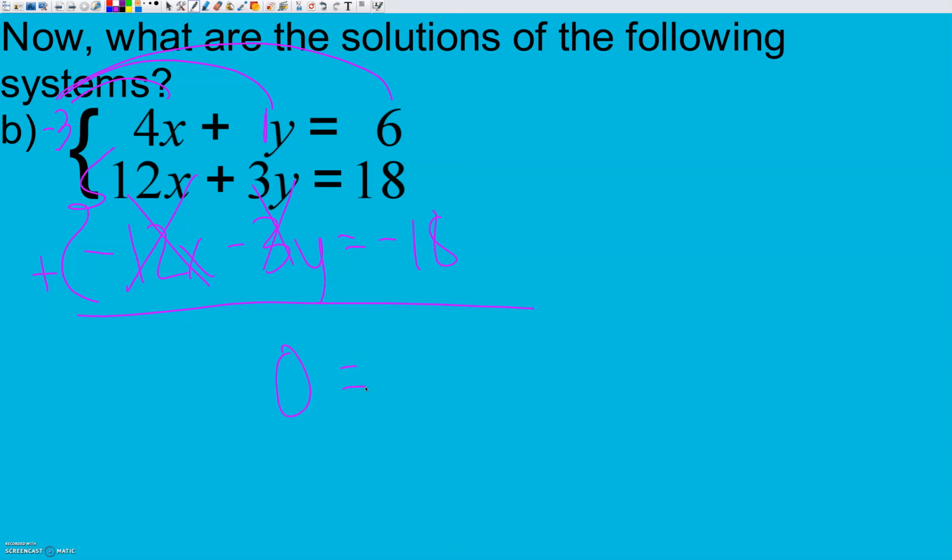So on my left side, all I have left is 0. Everything canceled out, but remember that still means we have 0. On my right side, 18 minus 18 is also 0. So here, I have a statement that is either true or false because I have no variables left to make it possibly one or possibly the other. 0 does equal 0, so that's going to be true. Since it's true, our solution is that there's infinitely many solutions. Any ordered pair that works for our first equation will also work for our second equation.